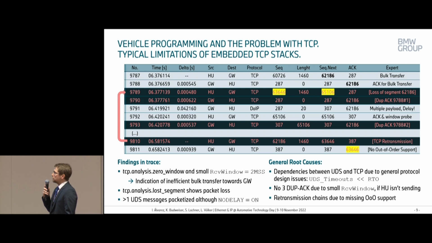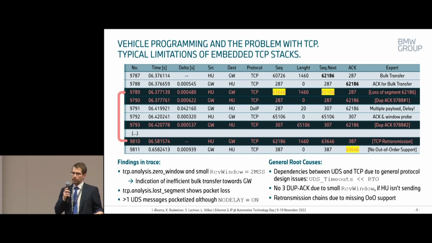Now, let's see what happens if you do that. I brought a trace, and I would like to do some trace analysis. To start off, in the very first line, we see a segment from the head unit to the gateway with the sequence ID 60726 and the length 1460. As we have learned, TCP is always acknowledging the next expected segment, so let's add this up, and we get an acknowledgement from the gateway for the next expected segment being 62186.